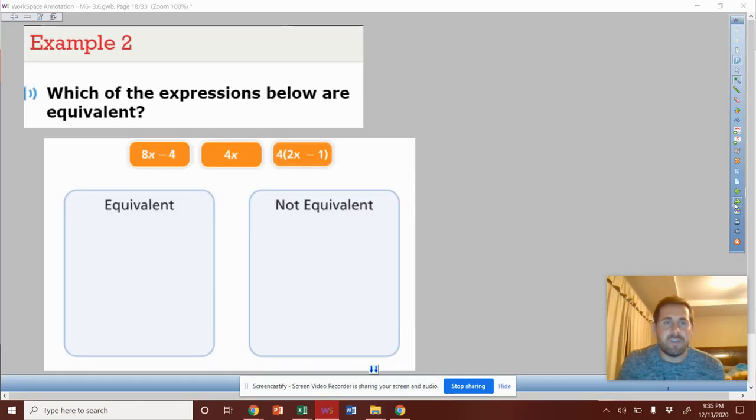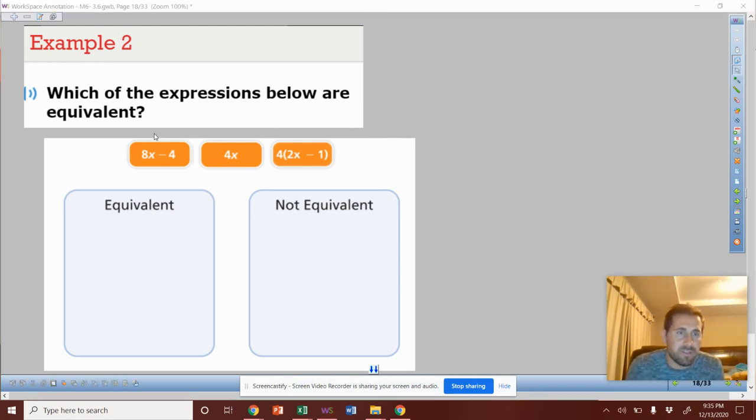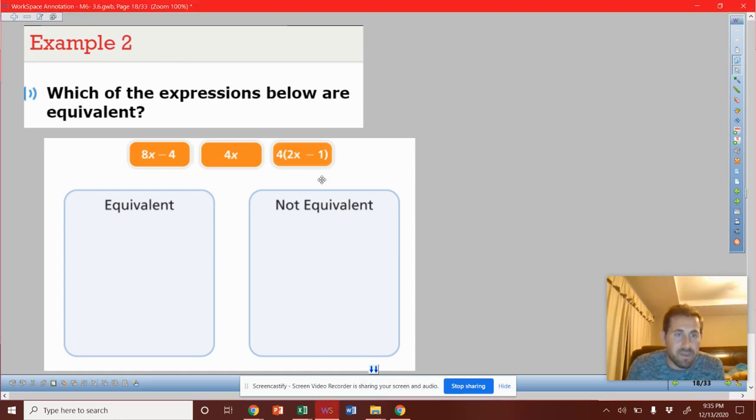Look at example number two now. Which expressions below are equivalent? So just looking at them, can you tell me this one equals that one? That's what the word equivalent means, right? So which one of these are equal to each other?